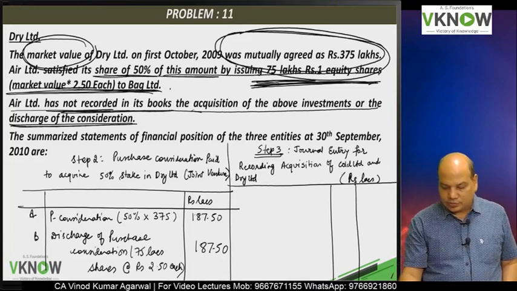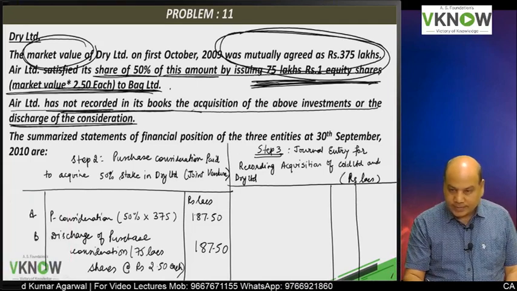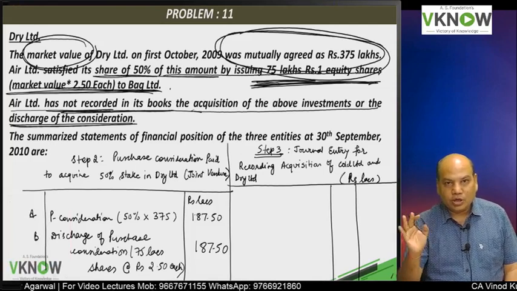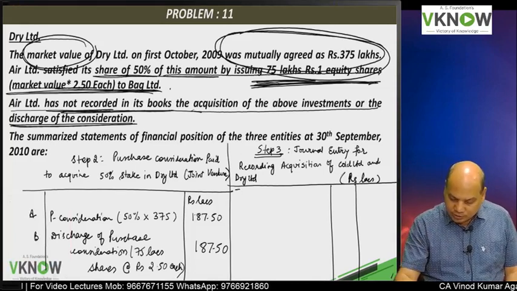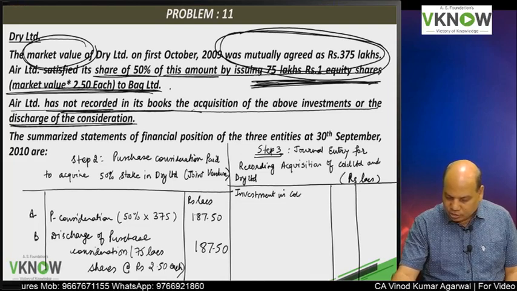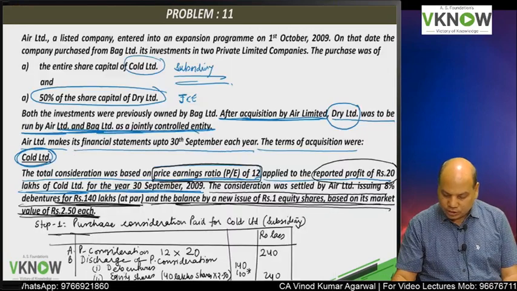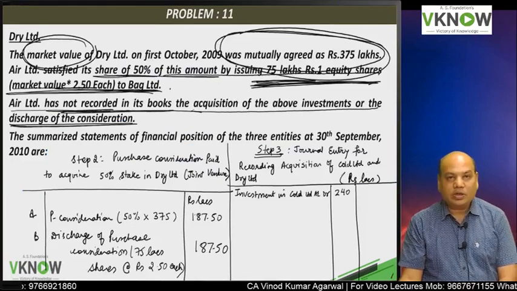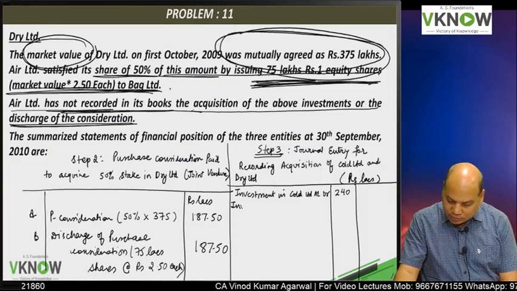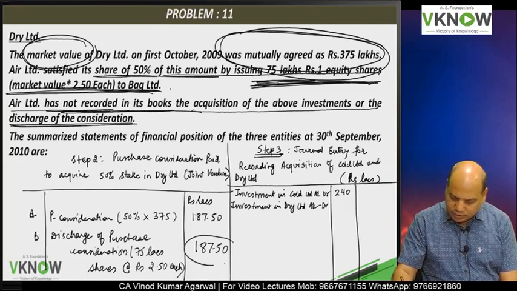Right hand side, rupees in lakhs. Listen to me carefully. You have made two acquisitions, but you have not recorded them. So now we are going to record like this. Please write down for understanding, not written in the institute answer. Investment in Cold Limited account debit. So you have paid 240 lakh. So the value of investment in Cold Limited is 240 lakh. Then write down investment in Dry Limited account debit 187.5.